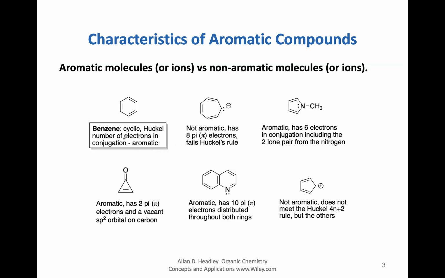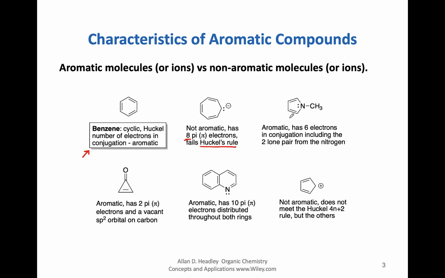So here we go. Here's benzene. The reason why I highlighted benzene here in a box is that it is readily available. It is cheap. It comes from fossil fuel. So we have a lot of benzene available, and that's what will be used for our reactions. It is aromatic because it's cyclic and meets Huckel's rule. As you can see, this one here is not aromatic because it has 8 pi electrons, so it does not meet Huckel's rule.